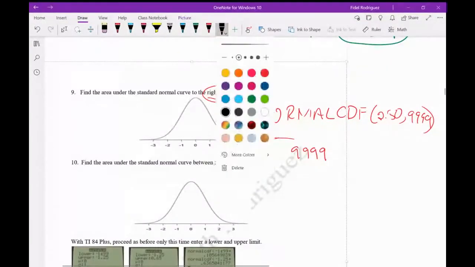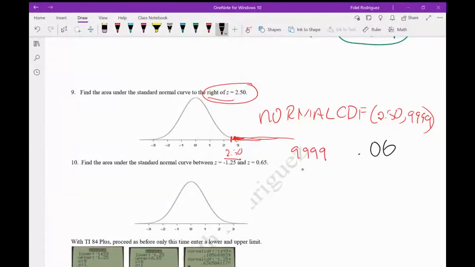So let me stop sharing this. Let me come back to my notes. And we said that our answer here was 0.0062. And there we go, right?